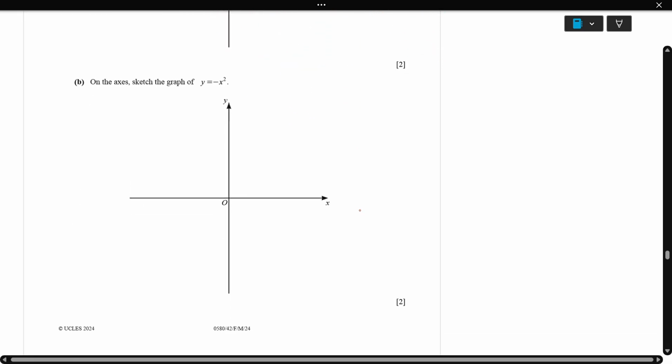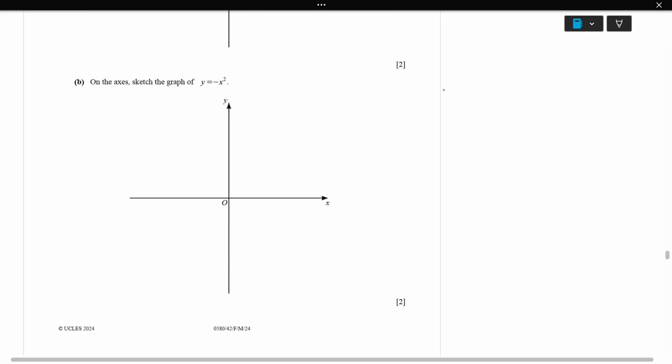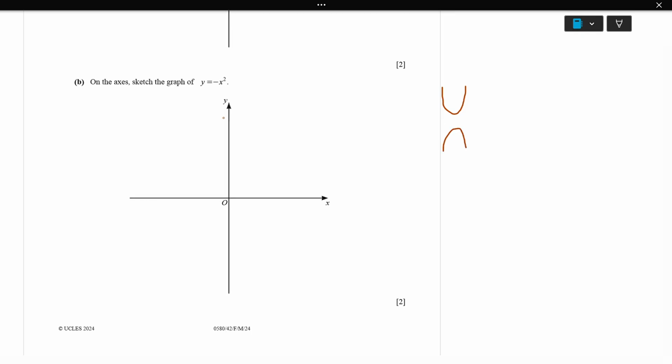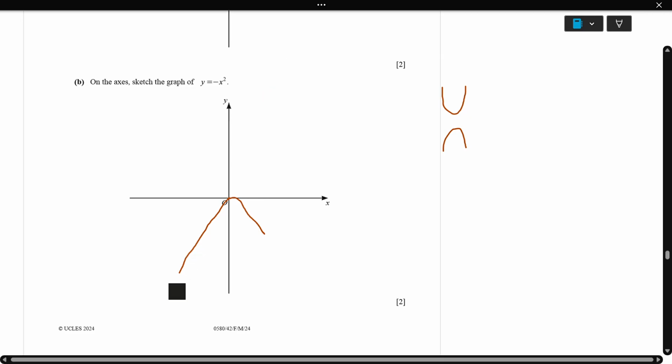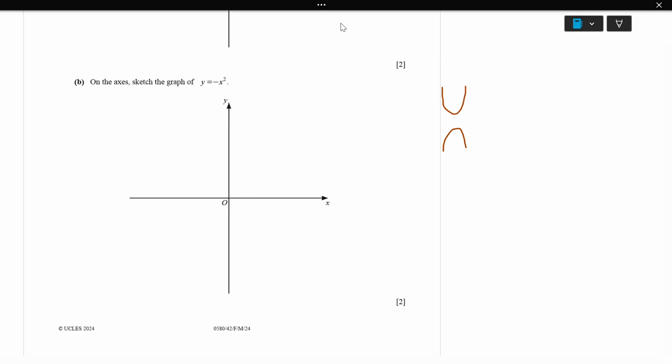Next, on the axes, sketch the graph. Okay, so it's a negative quadratic. A positive quadratic will get this shape, a negative quadratic will get this. The turning point is going to be 0 and 0, because when you put x equal to 0, y is 0. So the turning point is here. The turning point should be at the origin. Yes, so this is the way the graph will be.